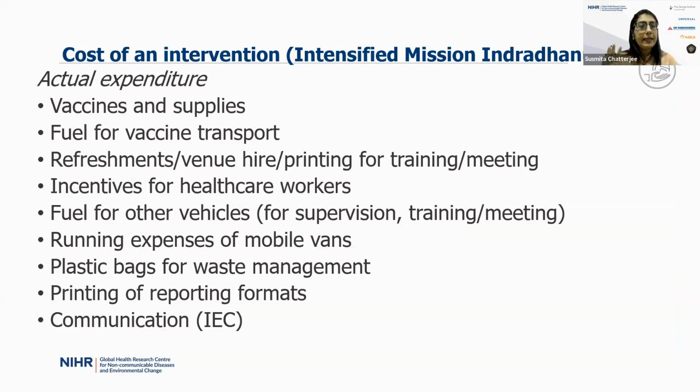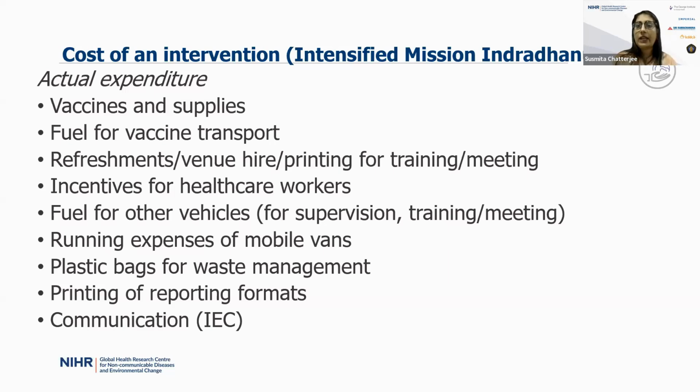Now, there are two things here. Again, I talked about this morning, capital cost and recurrent cost. All interventions will have some capital item and recurrent item. Actual expenditure is very easy to get. And expenditure, remember, not budget, expenditure.